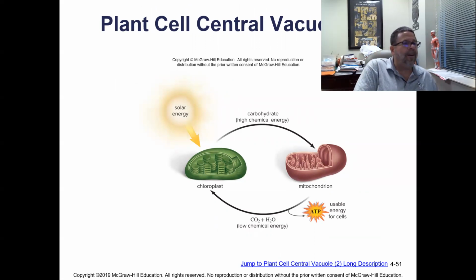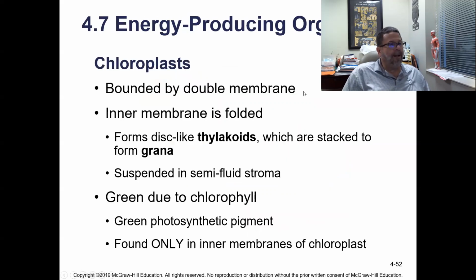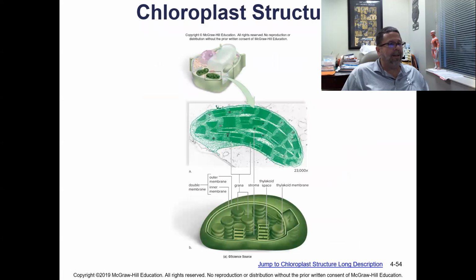Well, plant cells have the chloroplast and the mitochondria, so they make the sugar, and then they use the mitochondria to make the ATP to do all cell work. So they have both. The chloroplast is our energy-producing organelle that has a thylakoid membrane in it, and a stack of these thylakoids forms a granum. A granum is a stack of these green discs inside the chloroplast, and the liquid part is called the stroma. This is where photosynthesis occurs.